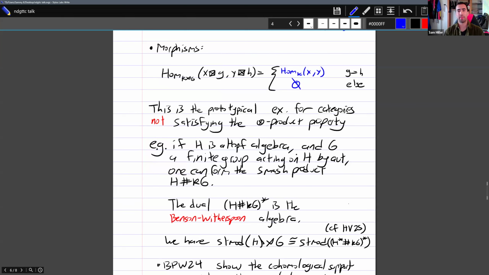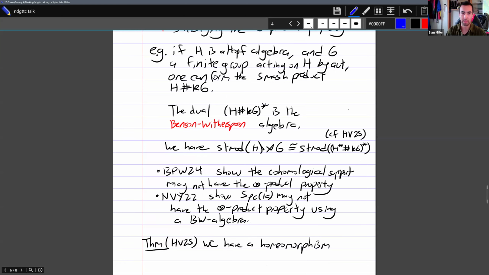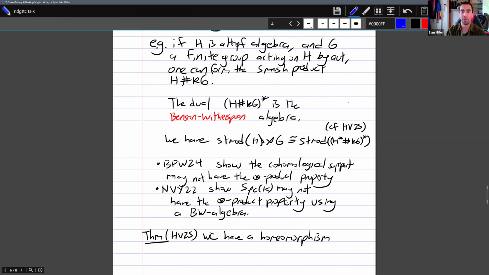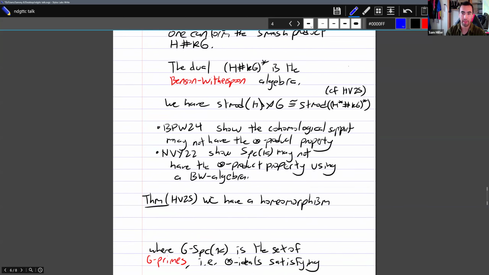And so this is our prototypical example for categories which don't satisfy the tensor product property. Pretty much almost every single example that I know of is this category in some form. So for example, if H is a Hopf algebra and G is a finite group that's acting on H, then one can form the smash product H smash KG. And the dual is what we refer to as the Benson-Witherspoon algebra.